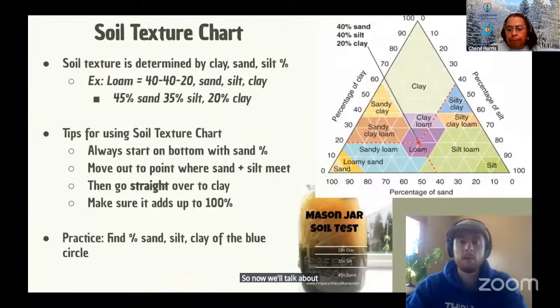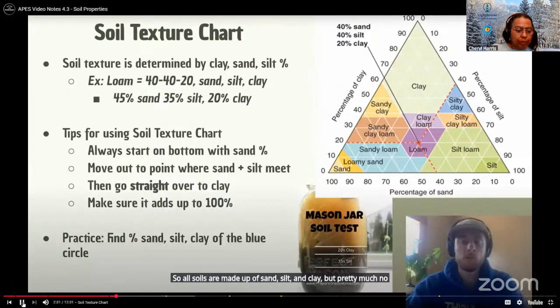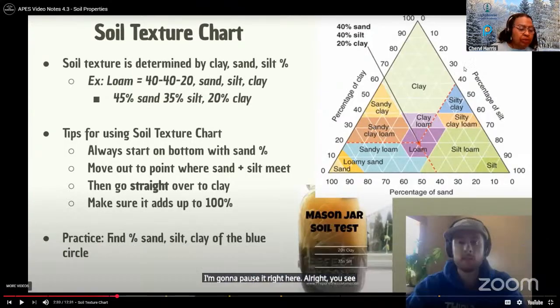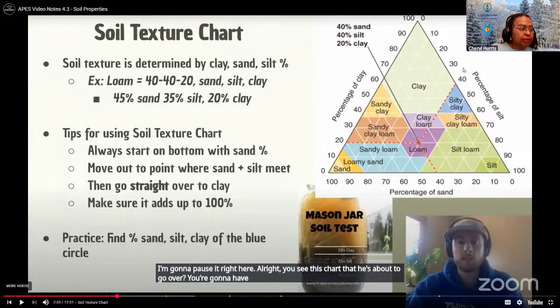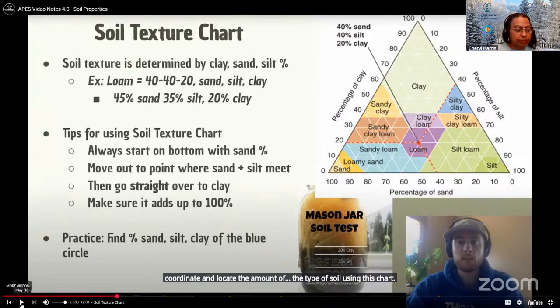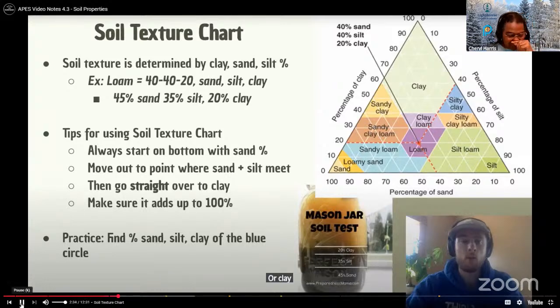So now we'll talk about something called a soil texture chart and how to use it. So all soils are made up of sand, silt, and clay, but pretty much no soil is just pure sand, silt, or clay. All right, you see this chart that he's about to go over? You're going to have to know how to use that. Questions are going to ask you to be able to coordinate and locate the amount of the type of soil using this chart. All soil contains some mixture of the three.